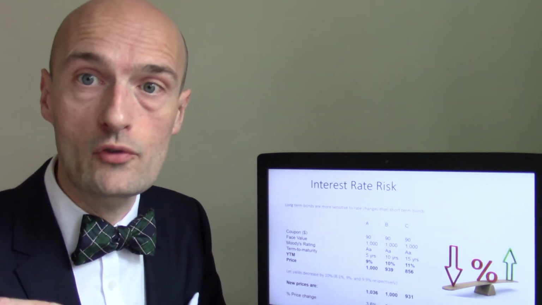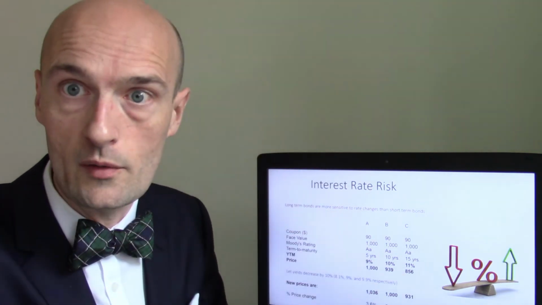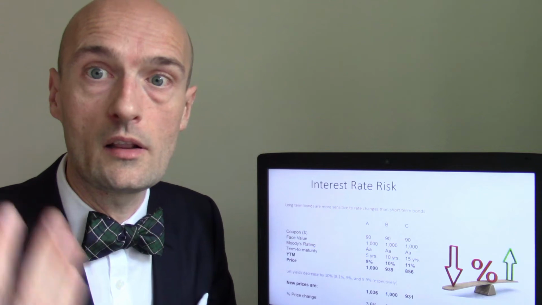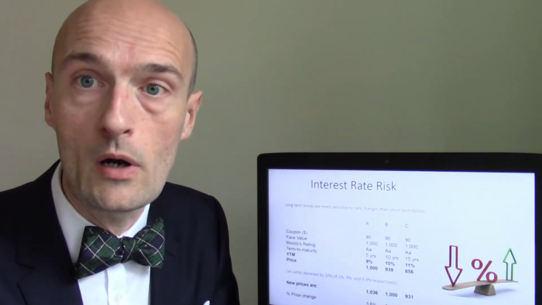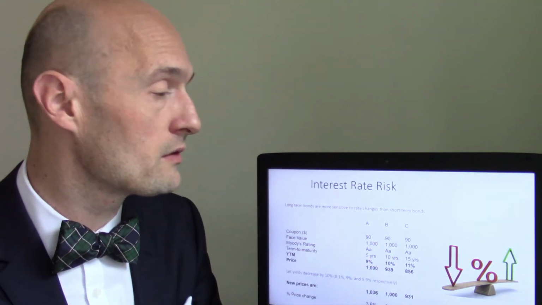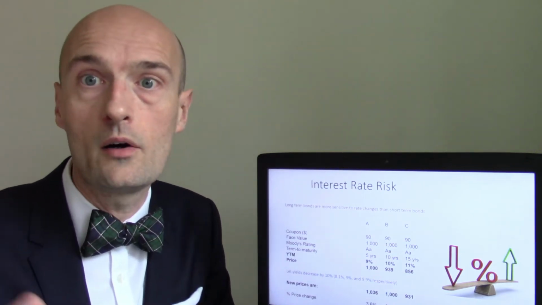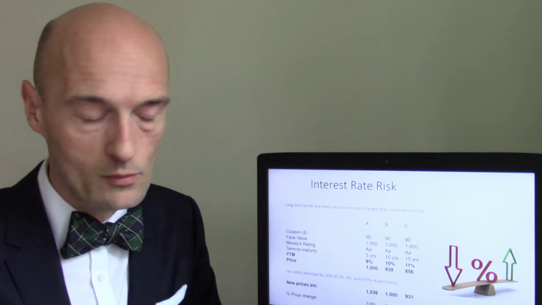So even though interest rates just moved down by 10% across the board, what happened was that the bond that had the longest term to maturity went up in value the most. And so that is a thing that we find, that long-term bonds are more interest rate sensitive than short-term bonds. And hopefully that just makes intuitive sense to you that that should be the case as well.